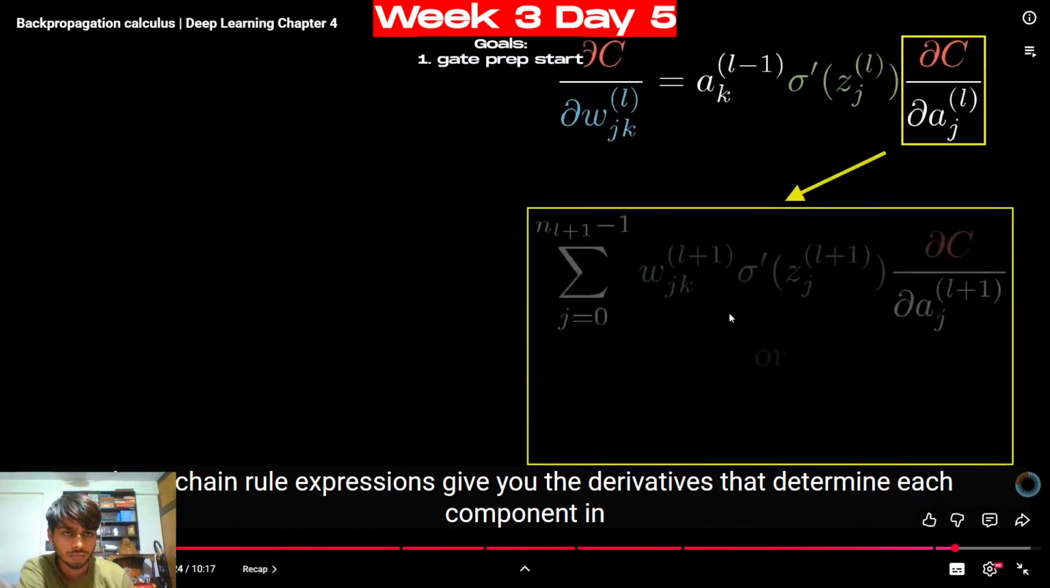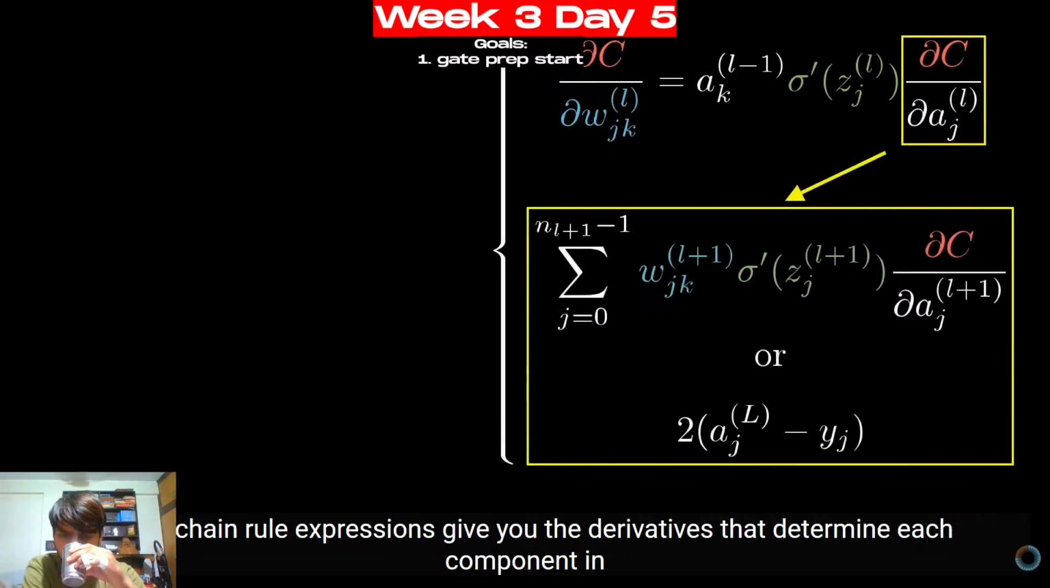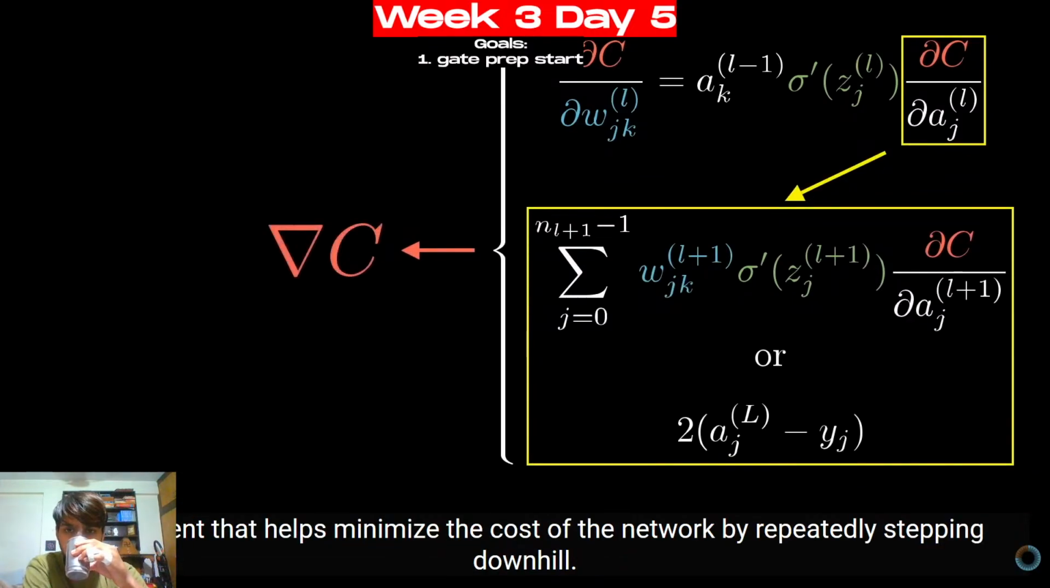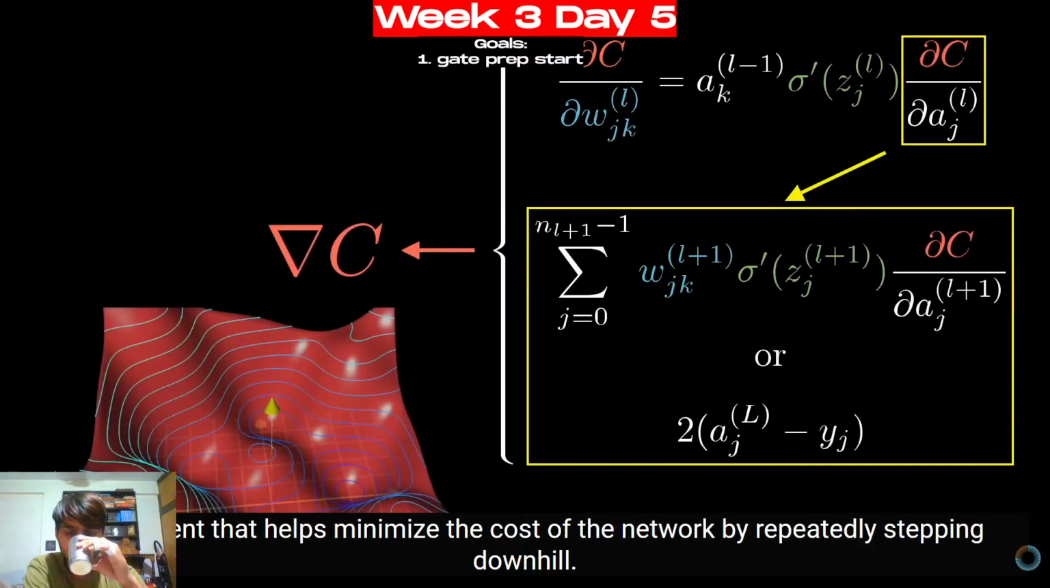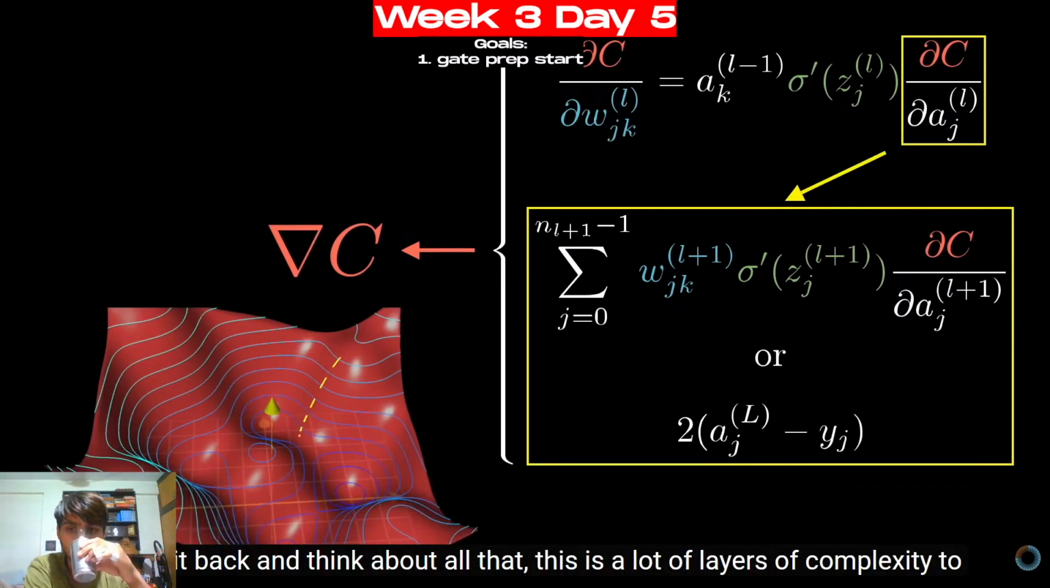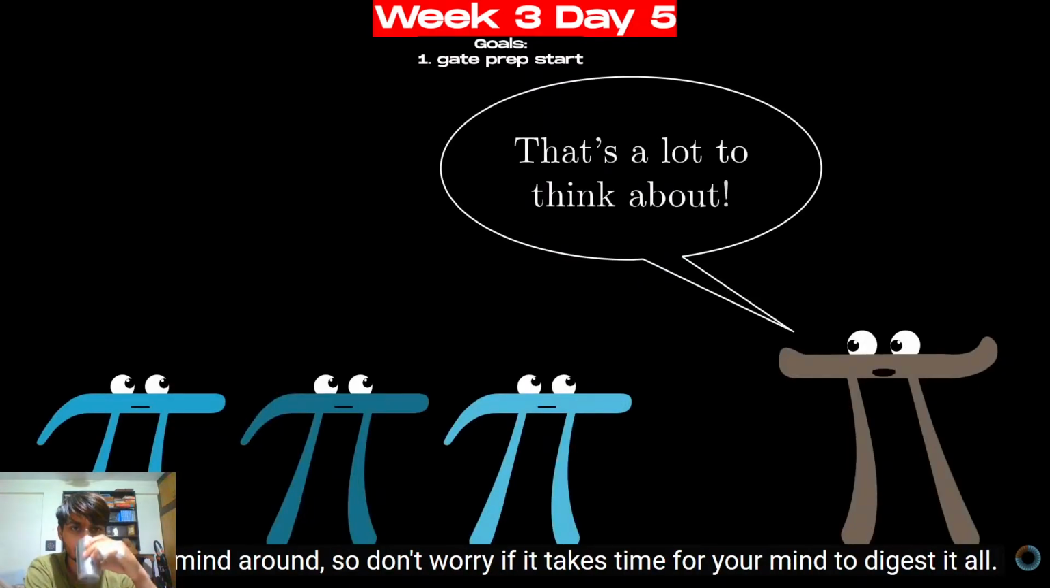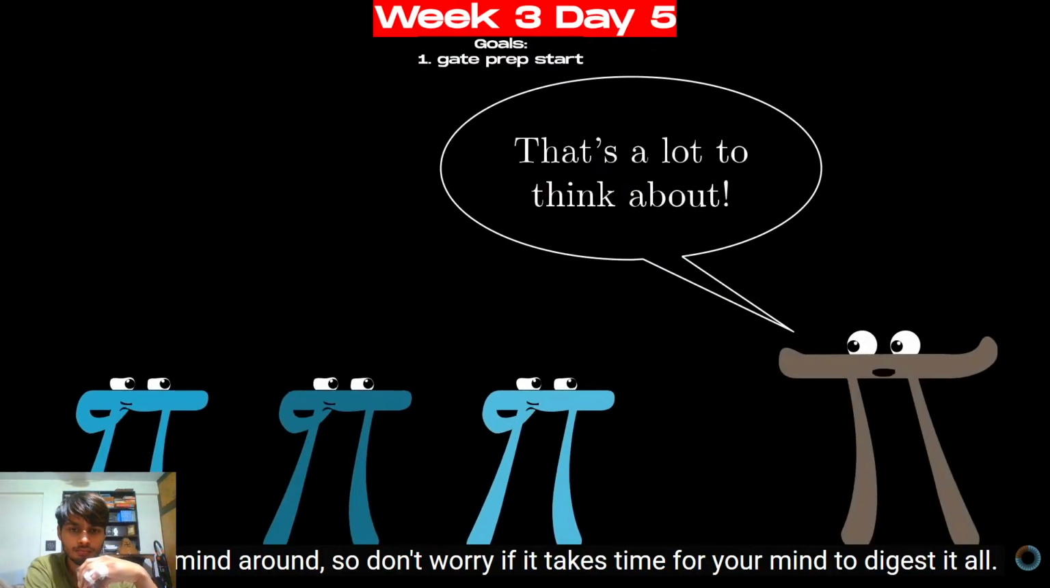These chain rule expressions give you the derivatives that determine each component in the gradient that helps minimize the cost of the network by repeatedly stepping downhill. If you sit back and think about all that, this is a lot of layers of complexity to wrap your mind around. So don't worry if it takes time for your mind to digest it all.